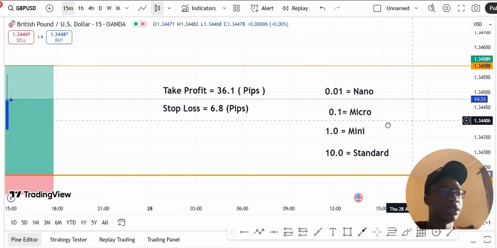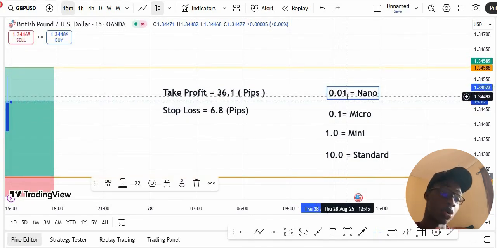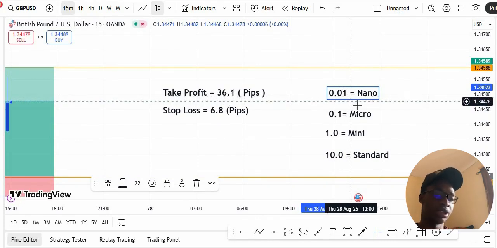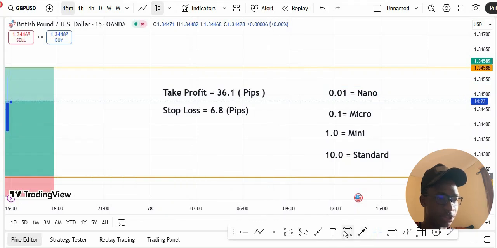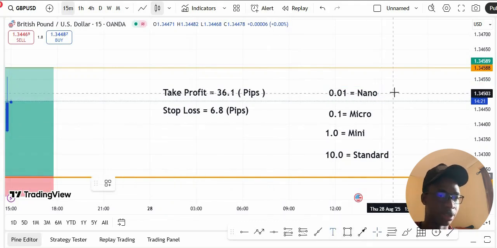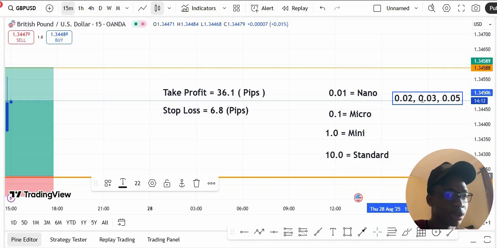Let me show you guys. Before the 0.01 lot size gets to 0.1, it moves. How did it move? It moved this way. It's going to be 0.02, 0.03, 0.04. You get the idea now.